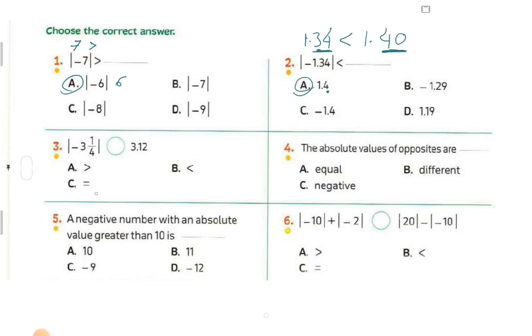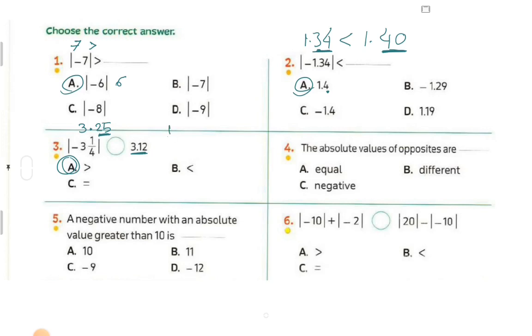That's okay. Point 3, absolute value of negative 3 and a quarter. 3 and a quarter, we can write it as 3.25, right? Without the negative because of the absolute value, right? And we have 3.12. Yes, 12 hundredths. I can say that 25 hundredths is greater than 12 hundredths, right? We choose A. But here, note how I convert 1/4 to 25 hundredths.